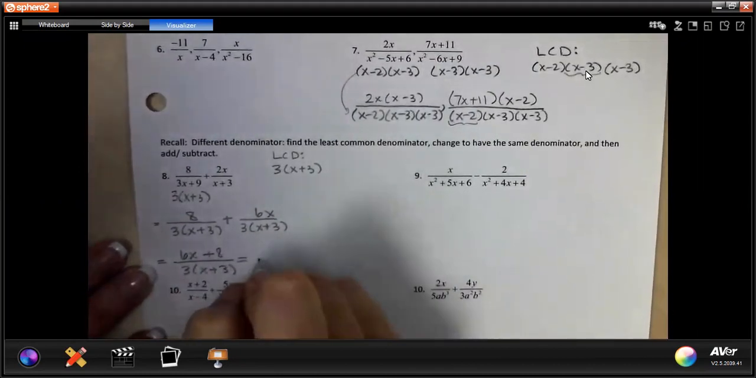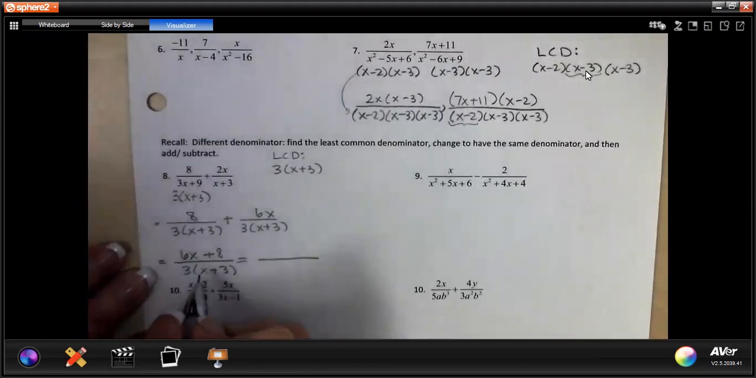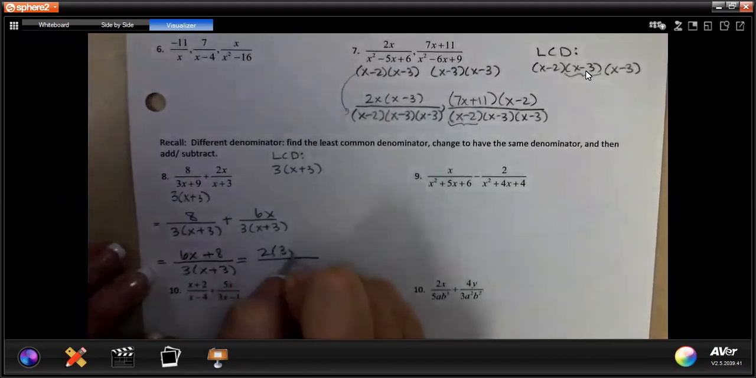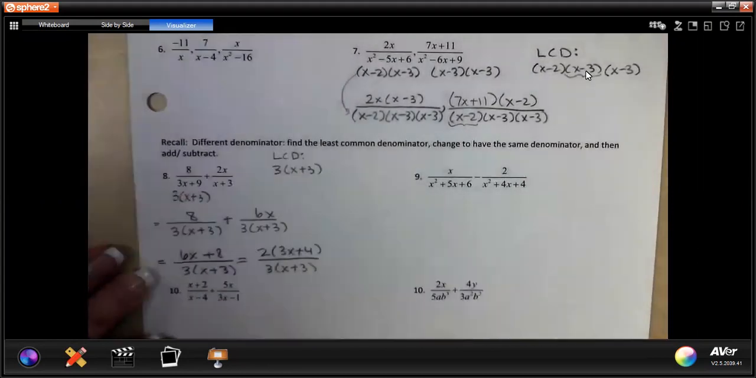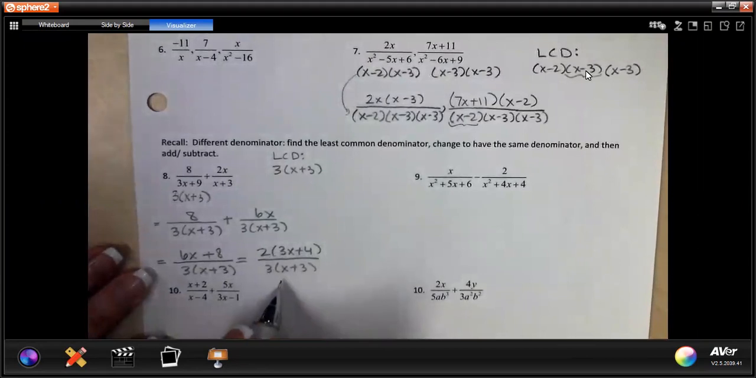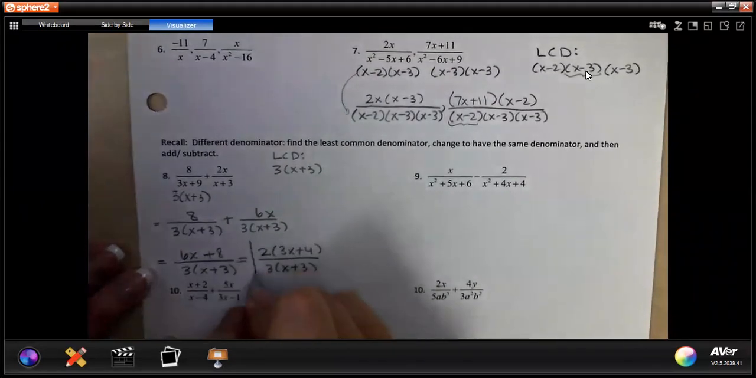You can factor now the top. There's a greatest common factor of 2 there, so I can factor out a 2. The reason I do that is to see if anything reduces, but these are not exactly the same, so there's nothing that can reduce, so that's my final answer.